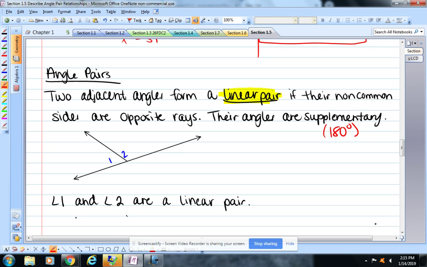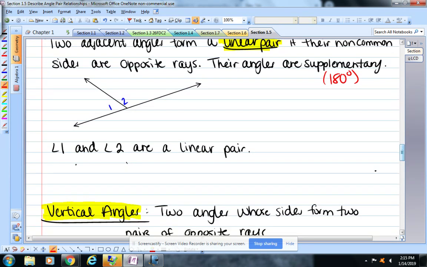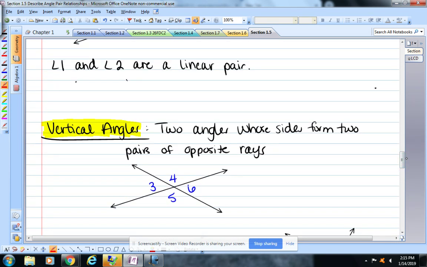All right. The next relationship we're going to see is very important. We're going to see these for lots and lots of chapters. And those are vertical angles.